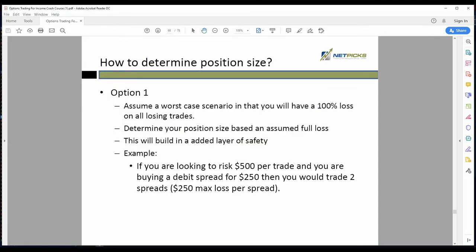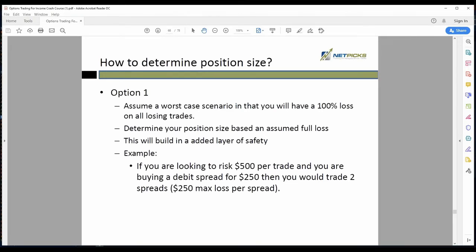Here's what I'm talking about. The first option is you can assume a worst case scenario in that you're going to have 100% loss on every losing trade. If you buy an option for $2, you can factor your position size, assuming that if that trade goes against you, you're going to lose the entire $2. If you're using a 50% stop, you're actually going to get out earlier, but by using this option, you're actually building in an added layer of safety.